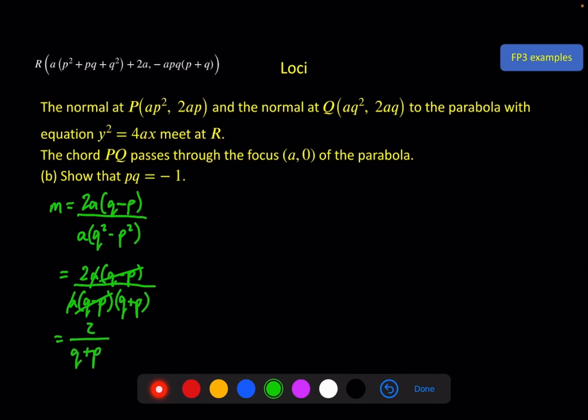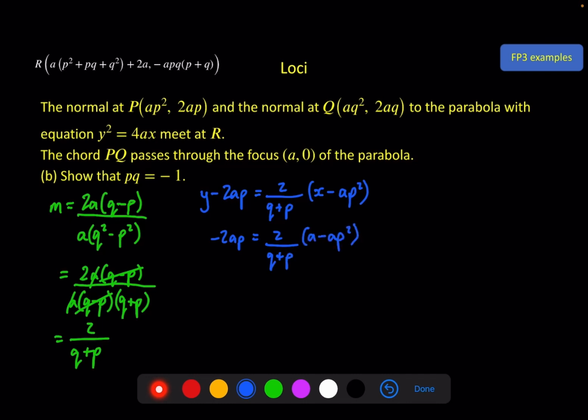So the chord then has equation y - y1, and it doesn't matter which one, let me use the p coordinate, is equal to m, 2 over (q + p), times (x - x1), ap². And on this line we must have the point (a, 0). So if I substitute those in, let's see what we get. The y coordinate is 0, which gives us -2ap on the left, and the x coordinate is a, which gives us (a - ap²) on the right.